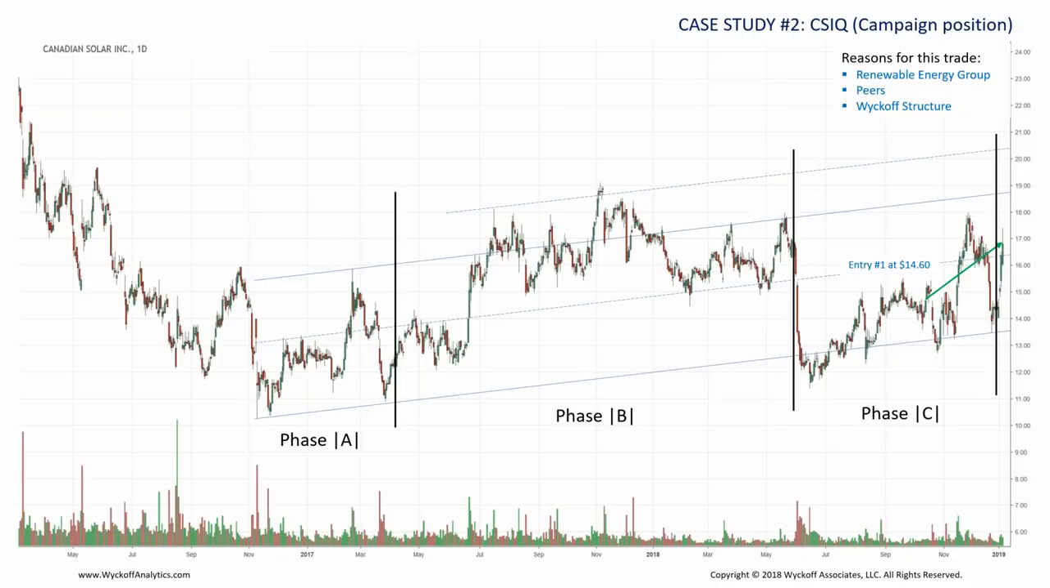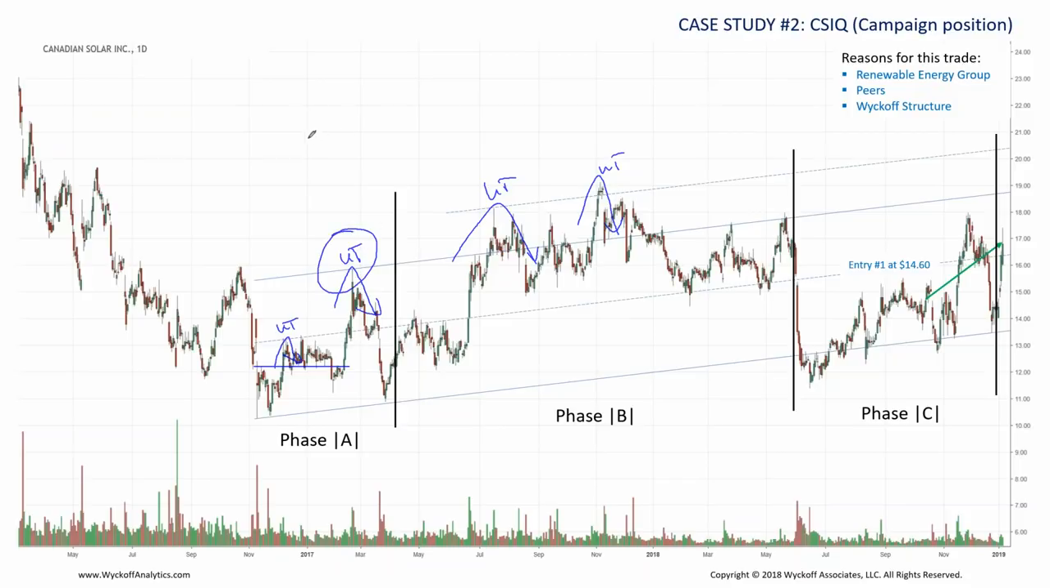And then again from Eric, in Canadian Solar Phase B, is that an upthrust or upthrust action, and what's the difference? All right. Well, yes, we definitely have multiple upthrust situations here, right? So we have a first upthrust here, another upthrust here, another upthrust. So what are the upthrusts? Upthrusts are just temporary commitments to the upside above the levels of resistance, and then an almost instant return back under that resistance. And we're seeing that in all of the cases. The price commits temporarily and then comes back under the resistance almost instantly.